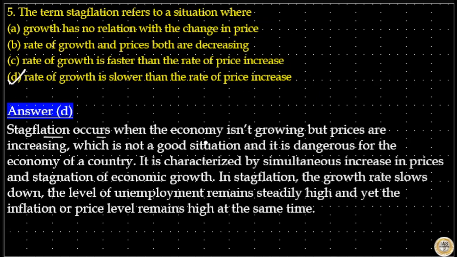Stagflation occurs when the economy isn't growing, but prices are increasing, which is not a good situation and it is dangerous for the economy of a country. It is characterized by simultaneous increase in prices and stagnation of economic growth. In stagflation, the growth rate slows down, level of unemployment remains steadily high, and yet the inflation of price level remains high at the same time. So that is called stagflation.